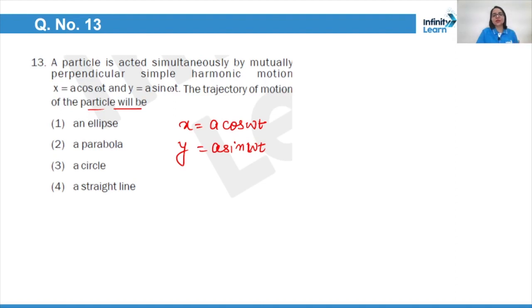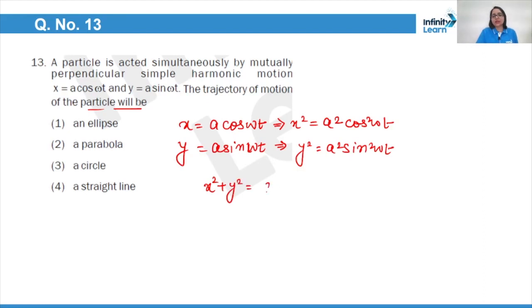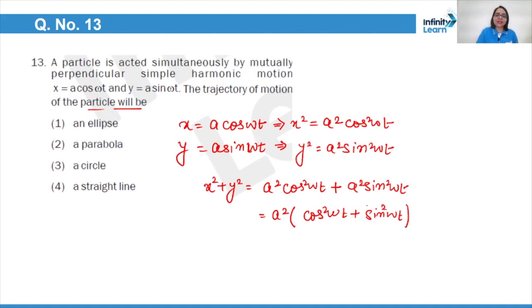So let's square these two equations. We'll get x squared equals a squared cos squared ωt and y squared equals a squared sin squared ωt. Now let's add these two equations. So we'll get x squared plus y squared equals a squared cos squared ωt plus a squared sin squared ωt. You can take a squared common, so it will become cos squared ωt plus sin squared ωt, right? So cos squared ωt plus sin squared ωt will become 1 because of the identity sin squared θ plus cos squared θ equals 1.